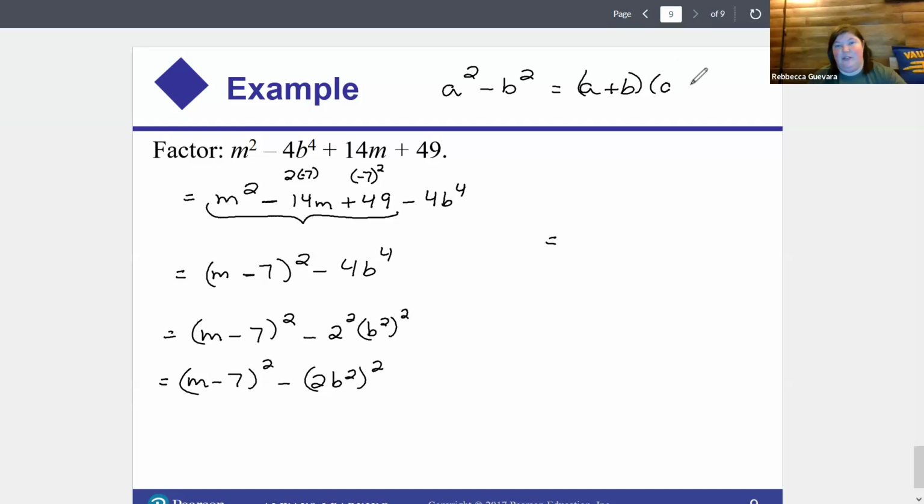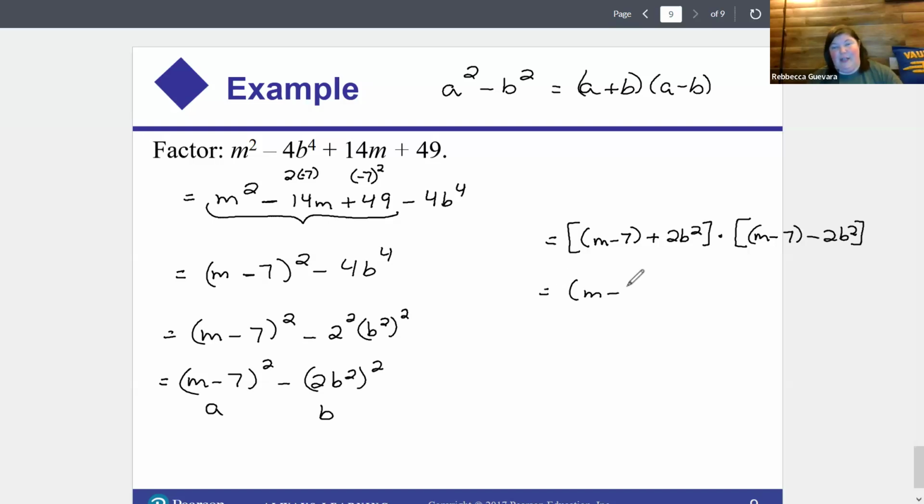So we know we have a difference of squares. This is going to be all my A and this is all my B. A is going to be m minus 7, and B is 2b squared. So for A plus B, we have m minus 7 plus 2b squared, and for A minus B, we have m minus 7 minus 2b squared. Or we can look at it as just dropping parentheses: (m minus 7 plus 2b squared) times (m minus 7 minus 2b squared).